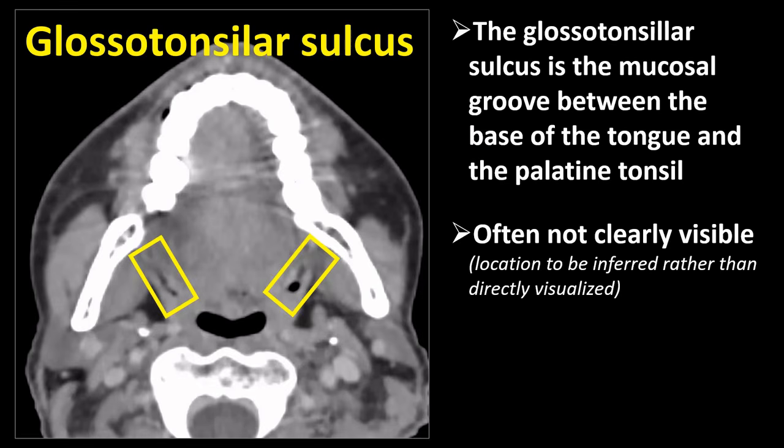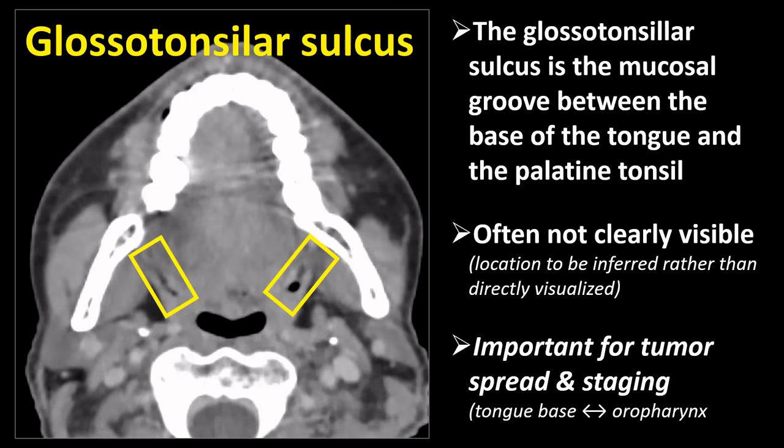So why is it important? Why am I showing this to you? Well, because it's important to understand tumor spread, because by way of this sulcus, a tumor can extend from the oropharynx to the base of the tongue, because it's a mucosal groove connecting these two structures, or it can spread from the base of the tongue to the oropharynx. And this is important for tumor staging because an oral cavity tumor or an oropharyngeal tumor can have different prognosis and treatment strategies.